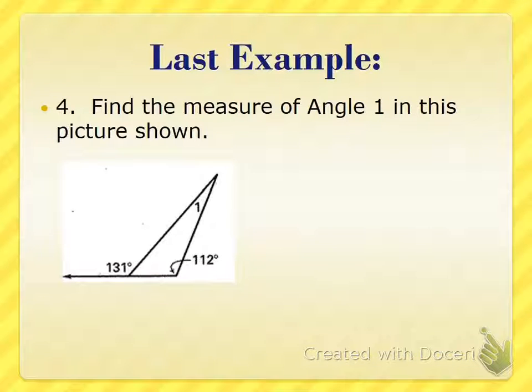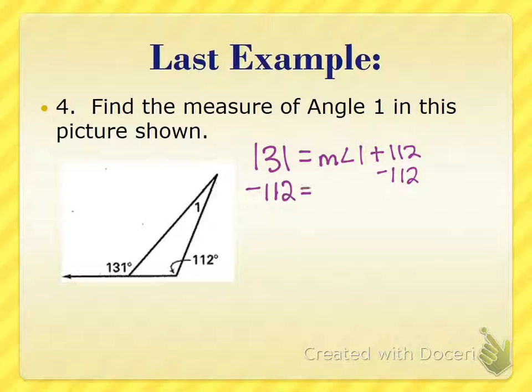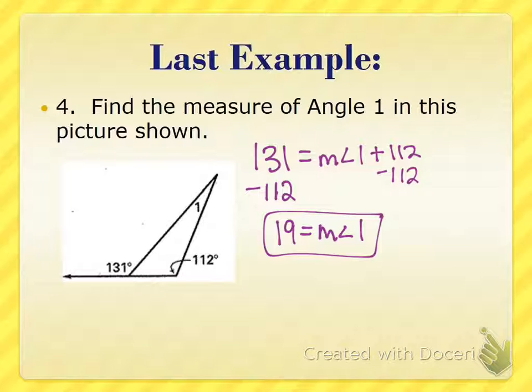19. So this is another one where the exterior angle, or 131, is equal to the sum of the two interior angles that are not adjacent to it. So 131 equals the measure of angle 1 plus 112. We subtract off the 112, and we get, oh, sorry, didn't write that low enough. 19 is equal to the measure of angle 1. So that one's pretty straightforward. Do we have questions about it?